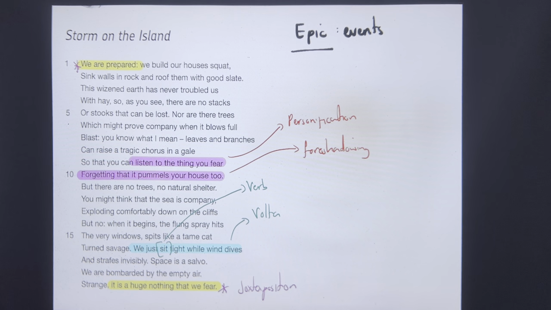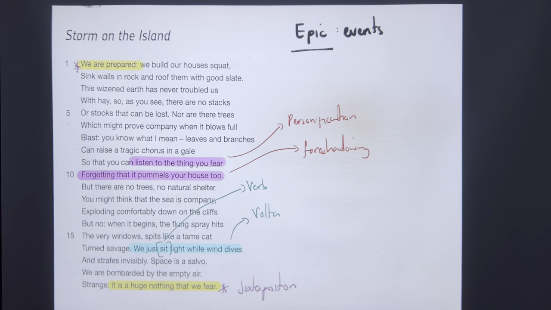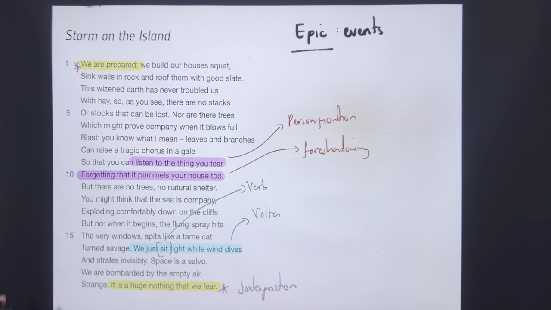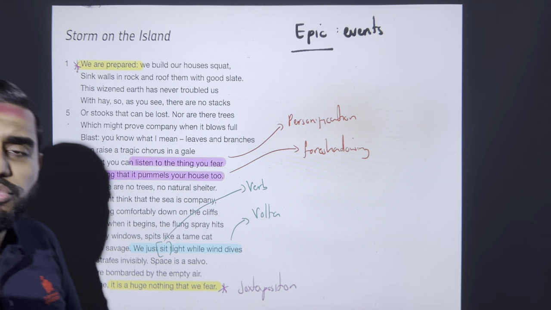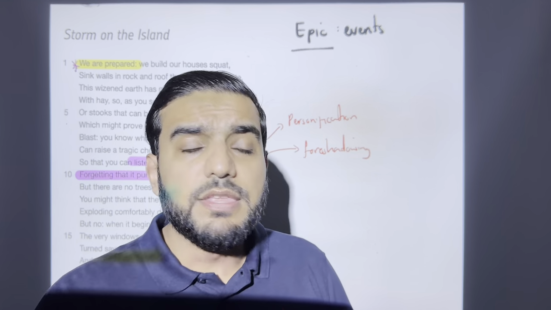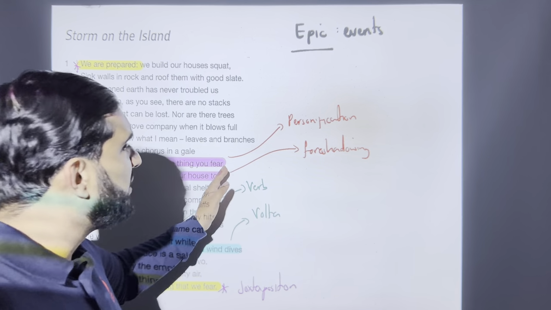And then, guys, all this part talks about how they're prepared. But then they realize, hold on, you listen to the thing you fear, forgetting that it pummels your house too. That point in the poem is very powerful. These people, guys, pummeling is attacking their house, and it foreshadows their downfall.